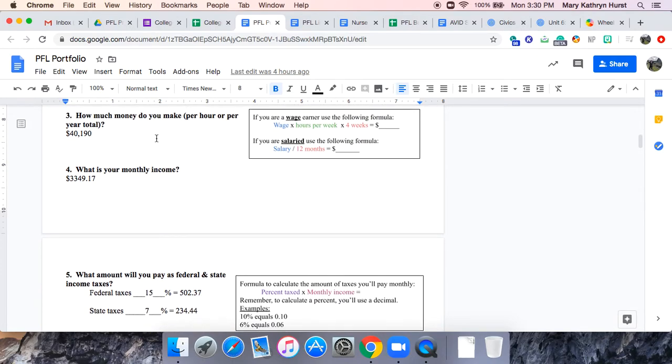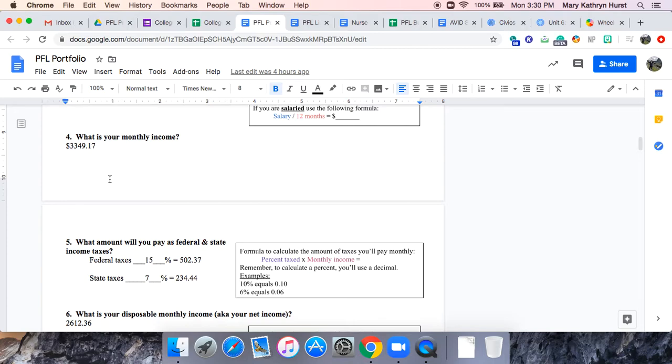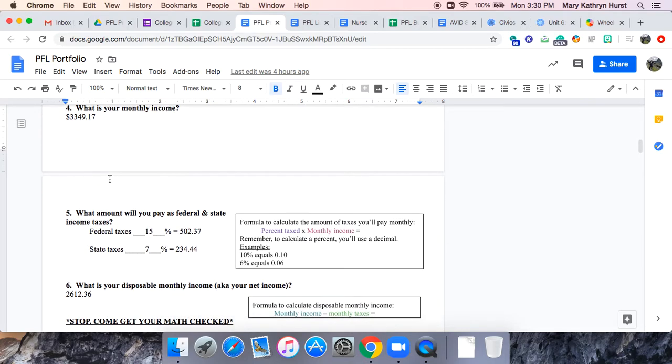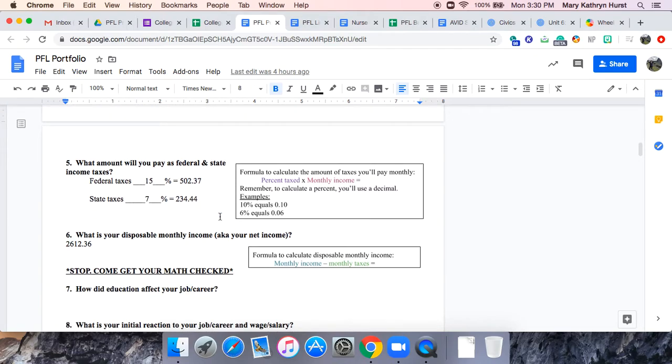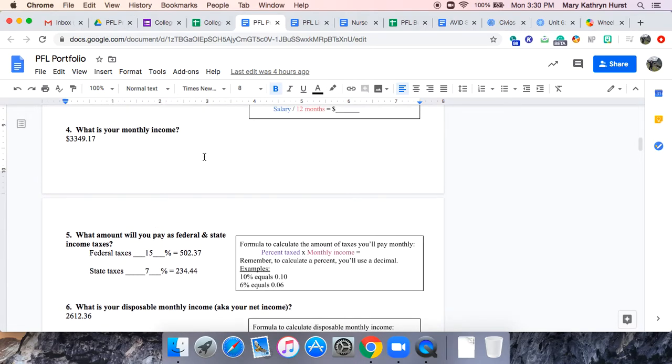So how much money do you make per hour or per year total? Since I'm a salaried worker, I need to figure out my monthly income. So I take my salary, so $40,190, and divide it by 12 because there are 12 months in a year. And so then I'm over here with this much money, $3,349.17. However, I do not get to take all that home with me. I must pay my taxes. So over here, number 5, what amount will you pay as federal and state income taxes? I have to put the percentage here, and then I calculate out the amount. Please make sure on every single one of these, you make sure to round to the nearest cent. I want 2 decimal places, okay?